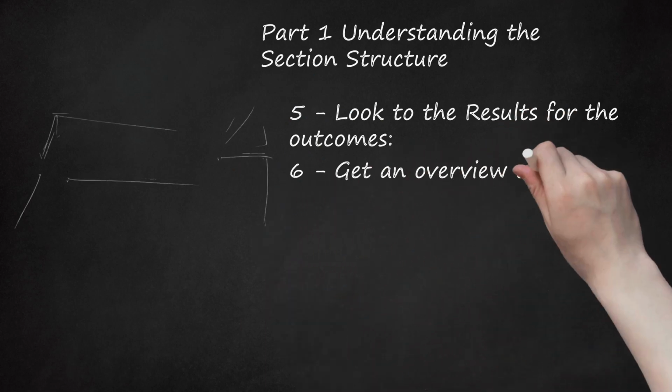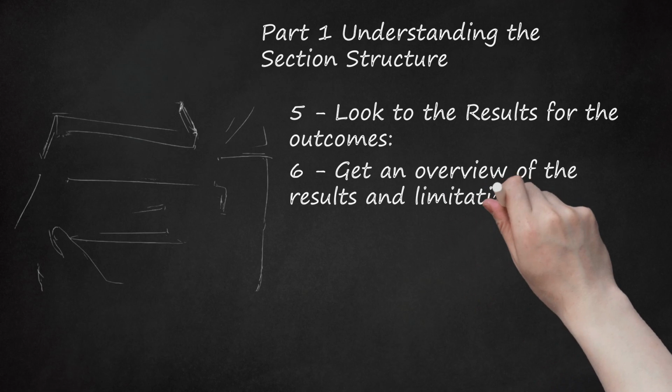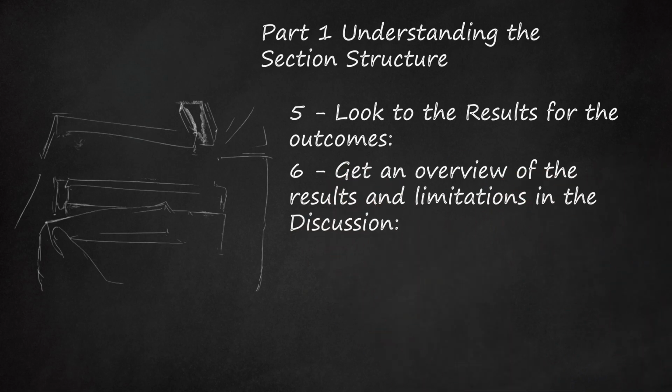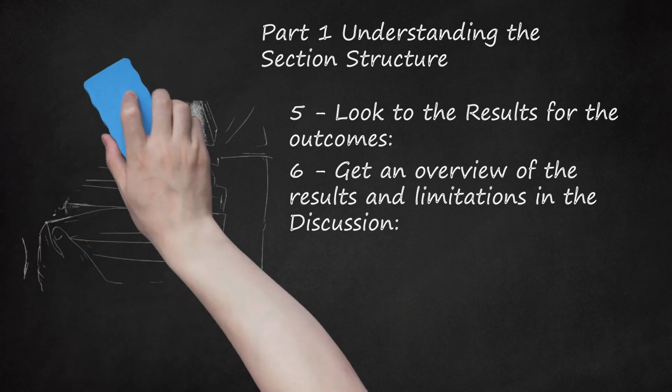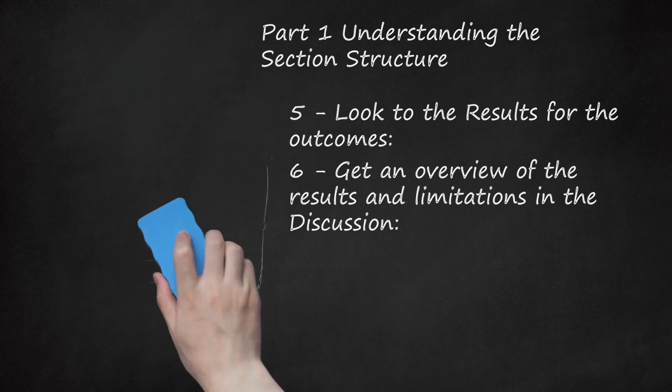6. Get an overview of the results and limitations in the discussion. In the discussion, you will mostly find a summary of the research purpose, an overview of the main results, strengths and limitations of the study due to sample, methods used, interpretation validity, practical implications, opportunities for prospective research attempts.